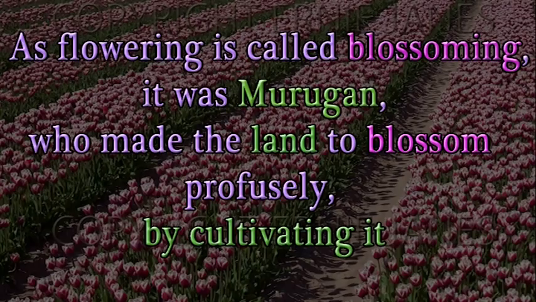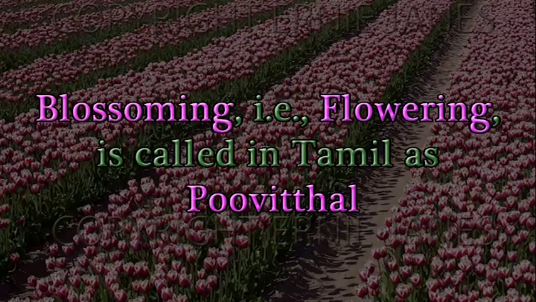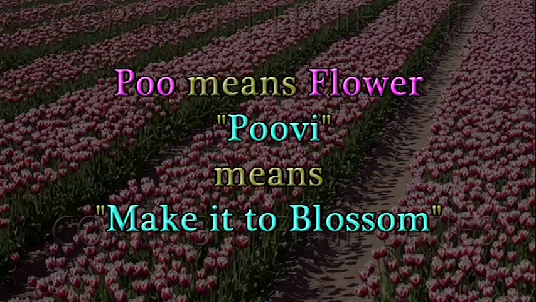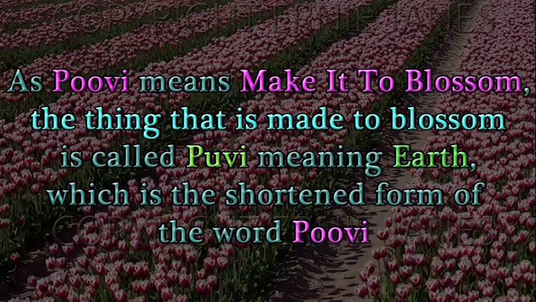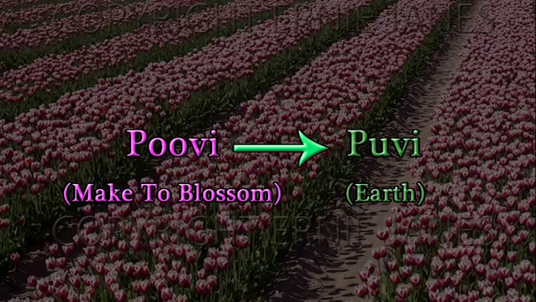As flowering is called blossoming, it was Murugan who made the land to blossom profusely by cultivating it. Blossoming, that is flowering, is called in Tamil as Puvithal. Pu means flower and Puvi means make it to blossom. As Puvi means make it to blossom, the thing that is made to blossom is called Puvi, meaning earth, which is the shortened form of the word Puvi. That is how earth got its name Puvi in Tamil, and it originated from tilling the soil.